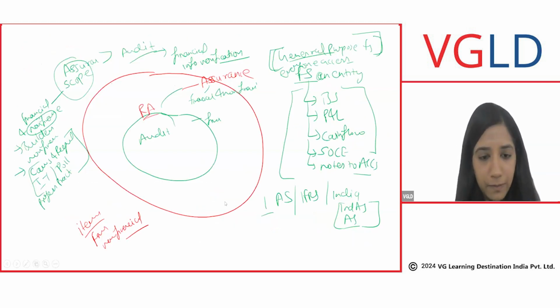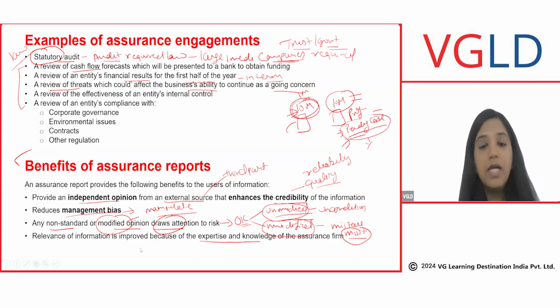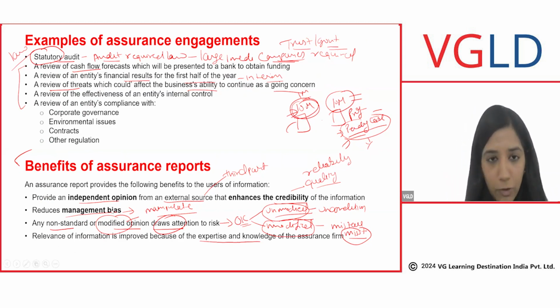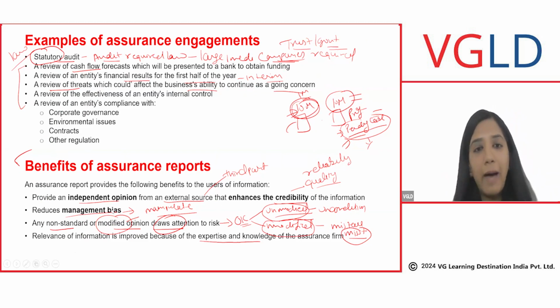What are the benefits of assurance report? So what the entire activity that you people are doing, the entire activity that you people are getting paid for, how is it benefiting and who all is it benefiting? So the assurance report provides the following benefits to the users of information. It provides an independent opinion. Say for an example, the management which is preparing the financial statements, they say that my work is 100% correct. Now that could be faulty, it could be bias, right?